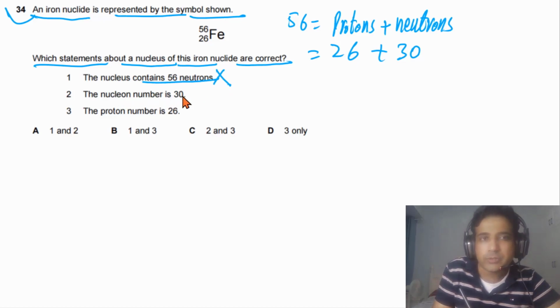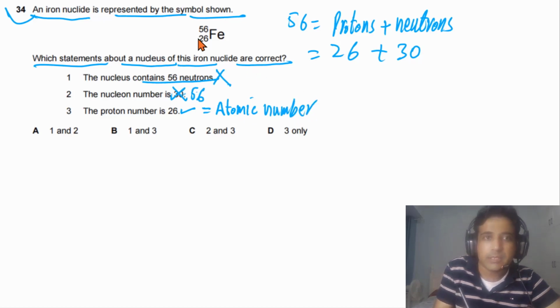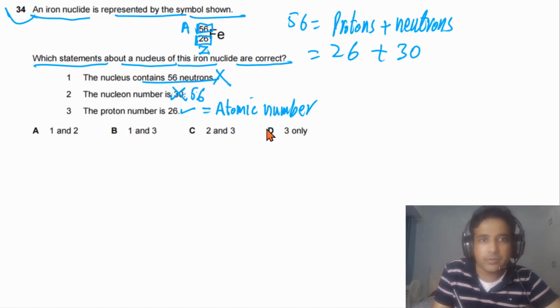The nucleon number is 30. No, the nucleon number is the mass number, and the mass number is equal to 56. So this one is incorrect. This one has to be 56. The proton number is 26. Yes, the proton number is the atomic number, and the atomic number is equal to 26. We represent the atomic number with Z, and the mass number with A. So the answer for this question is D.